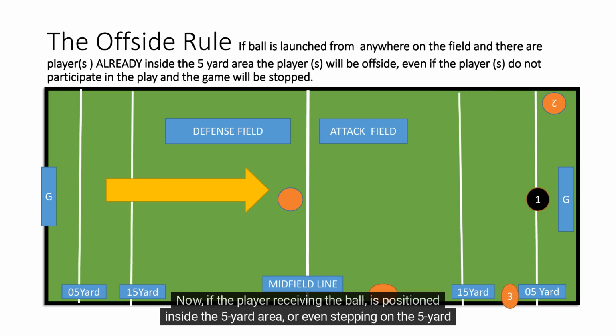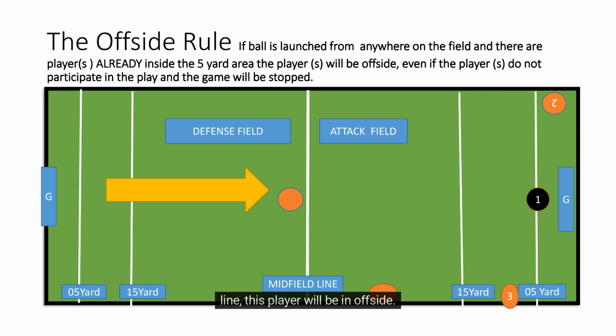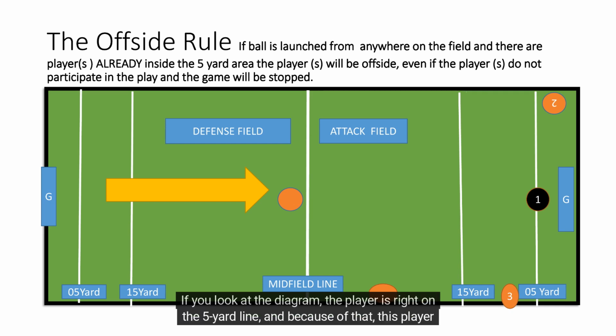Now, if the player receiving the ball is positioned inside the 5-yard area or even stepping on the 5-yard line, this player will be in offside. If you look at the diagram, the player is right on the 5-yard line, and because of that, this player is offside.